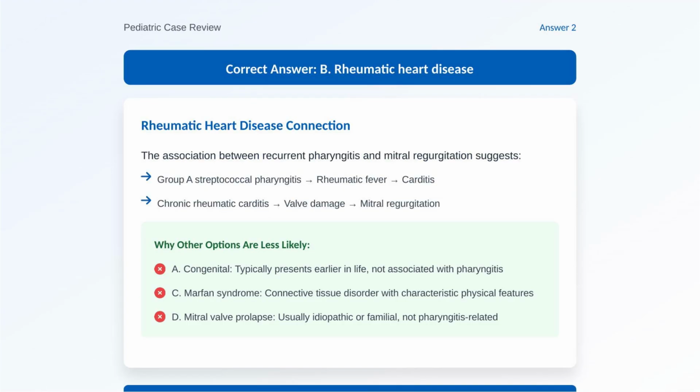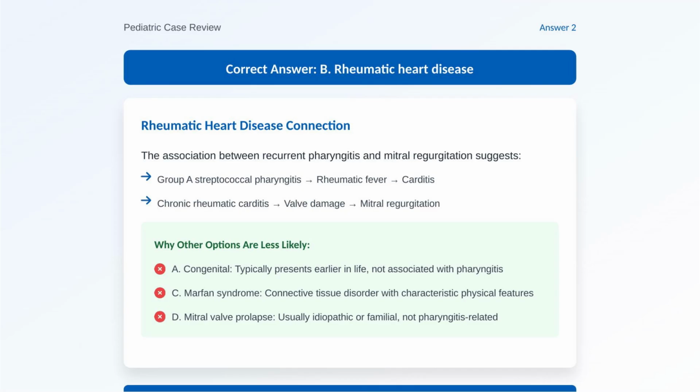Rheumatic heart disease. The clinical scenario strongly suggests this diagnosis because of the clear temporal relationship between recurrent pharyngitis and the development of mitral regurgitation. Group A streptococcal pharyngitis can trigger rheumatic fever through an autoimmune response, which can then lead to carditis and subsequent valve damage. The mitral valve is the most commonly affected valve in rheumatic heart disease.